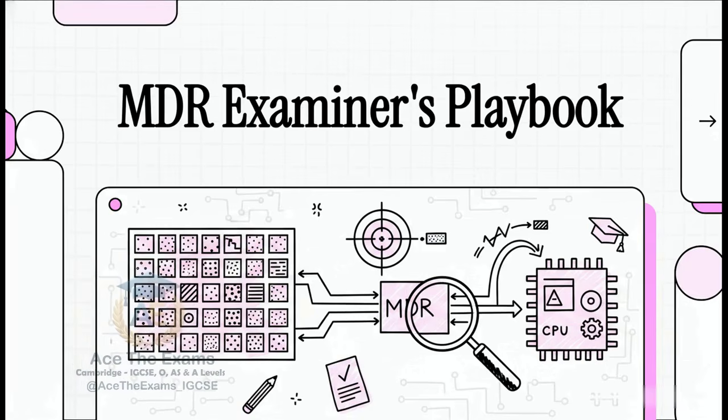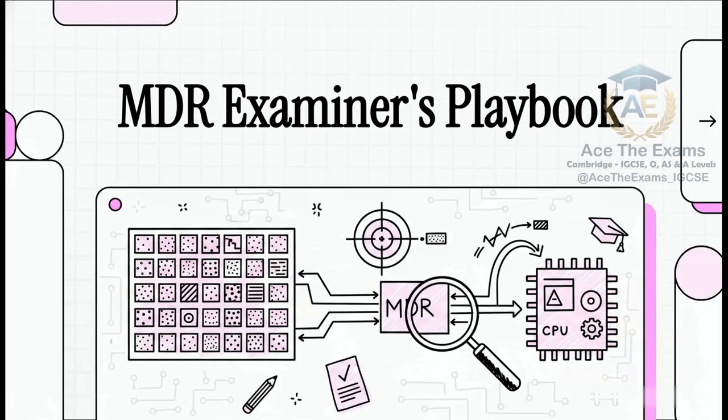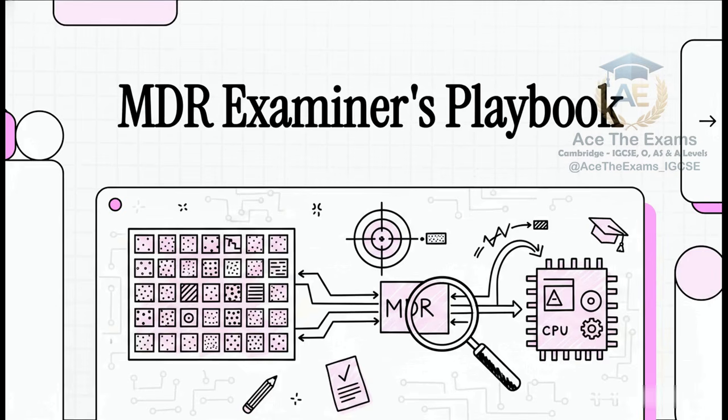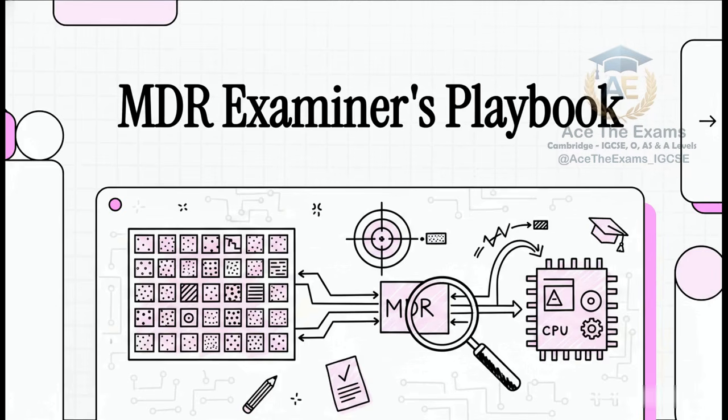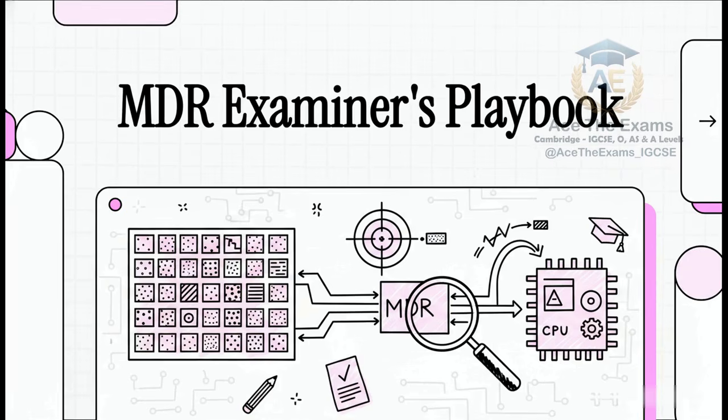Whether you're tackling syllabus codes 0417, 0478, 0983, 0984, 2210, or specifically our focus today, the AS and A-Level 9618, this explainer is your ultimate blueprint. We're putting the special purpose registers under the microscope, specifically the Memory Data Register, or MDR. But listen, we aren't just going to recite what it is from a textbook. We're exploring exactly how to extract the maximum possible marks when it inevitably shows up on your paper.